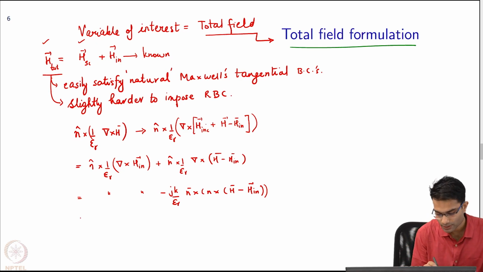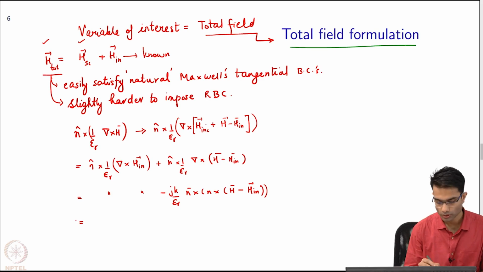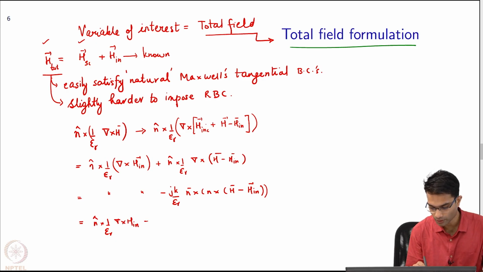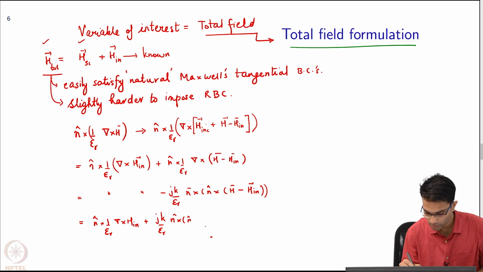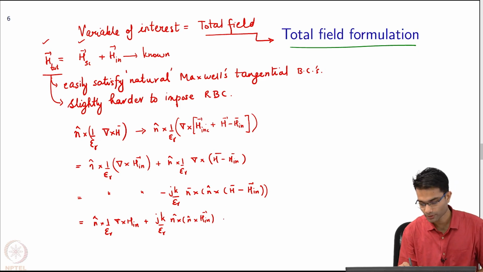Now, in these expressions there are terms that are known and there are terms that are not known. For example, I know n, I know epsilon r, I know H incident. So, I can gather all of these known terms and they will become jk by epsilon r n cross H incident. These are the known terms and I am left with minus jk by epsilon r n cross H.